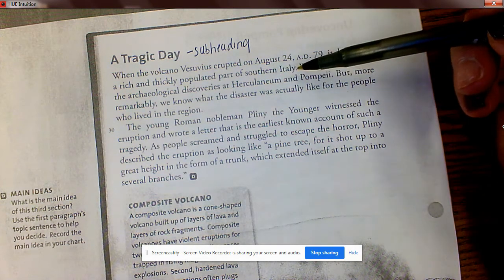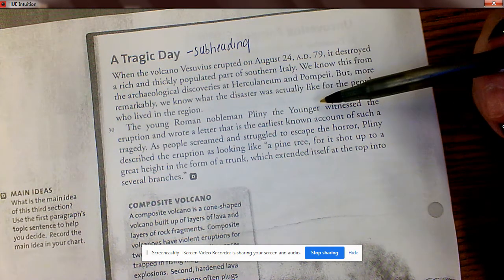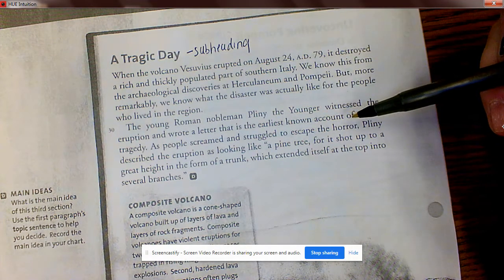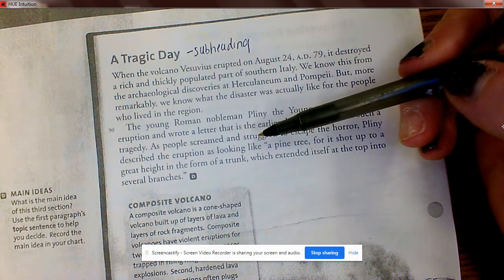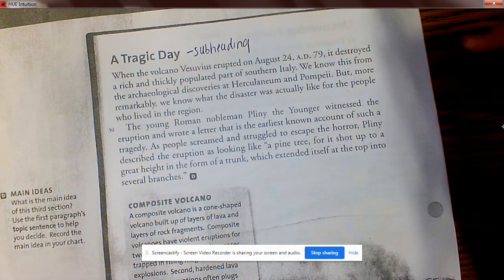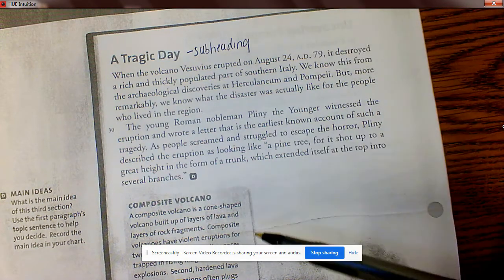The young Roman nobleman Pliny the Younger witnessed the eruption and wrote a letter that is the earliest known account of such a tragedy. As people screamed and struggled to escape the horror, Pliny described the eruption as looking like a pine tree, for it shot up to a great height in the form of a trunk, which extended itself at the top into several branches.